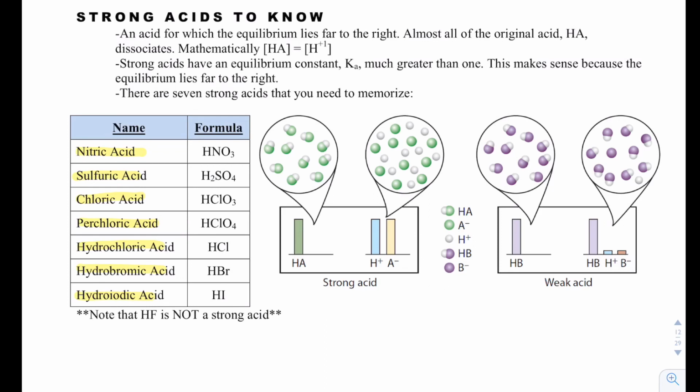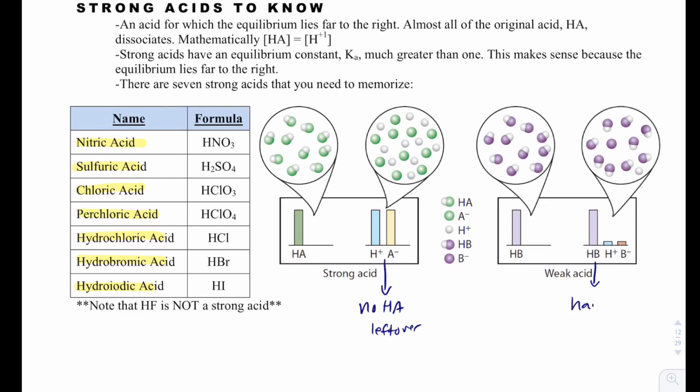If we look at a picture, if we have HA, which is an acid, and it's a strong acid, it's going to completely turn into H plus and A minus, with no HA left over. If it's a weak acid or a weak base, we're going to have our acid or our base, and we're still going to have a lot of it left behind, our weak acid, because only 5% of it reacted.